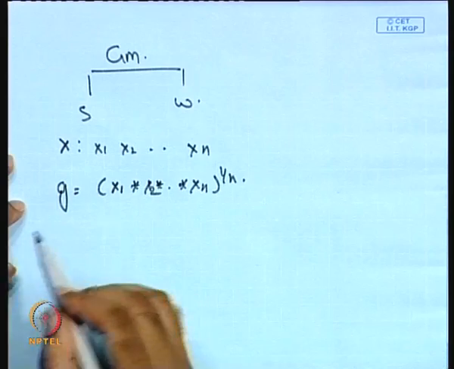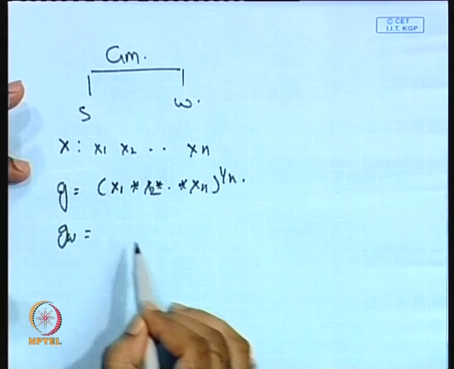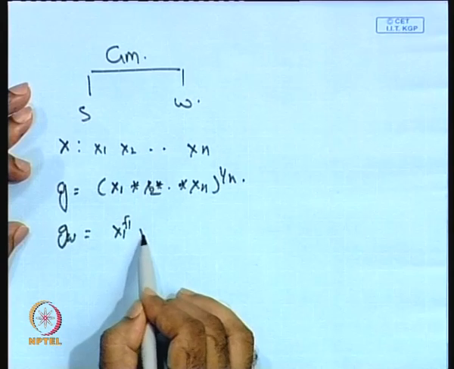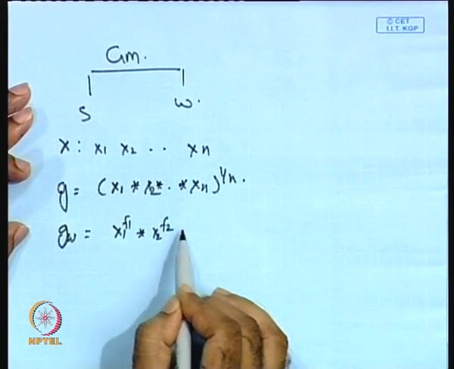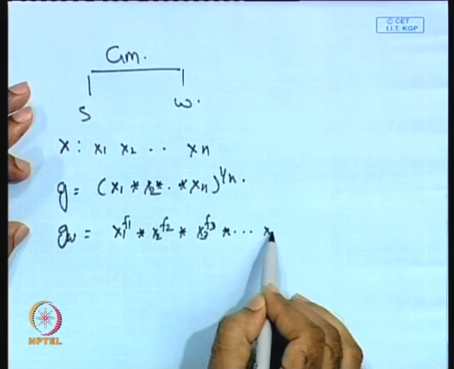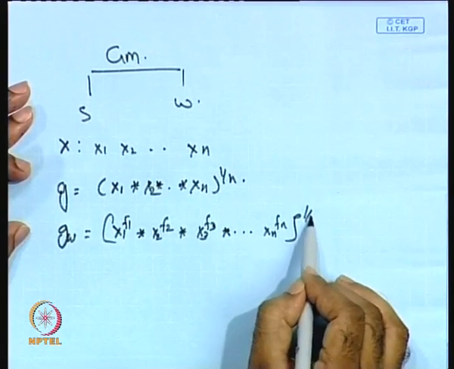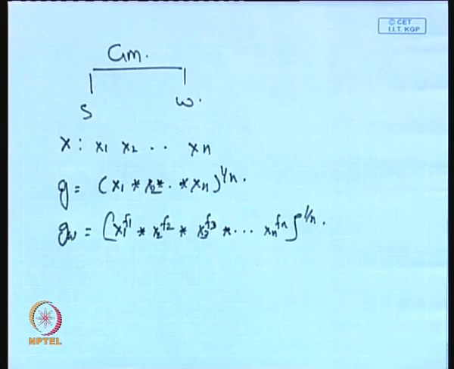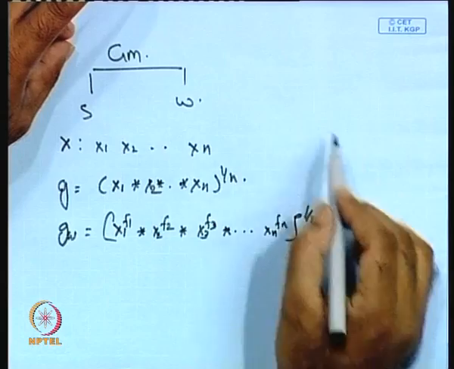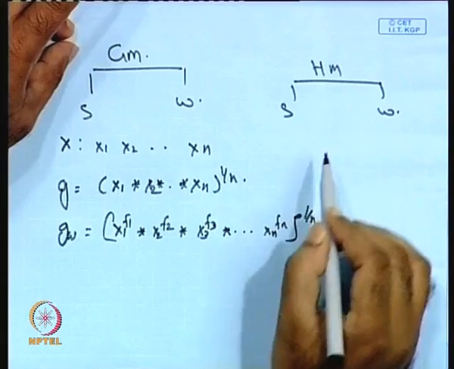Okay. Now for the weighted case, we can call it gw, which is nothing but x1^f1 multiplied by x2^f2 multiplied by x3^f3 multiplied by xn^fn to the power 1 by n. All right. So, this is the structure of the geometric mean. In the case of harmonic mean, there is also a simple structure and weighted structure.